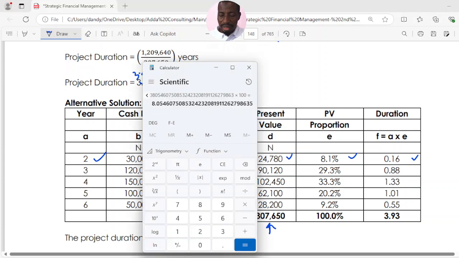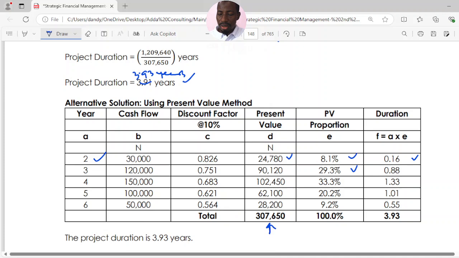I will say 90,120 divided by the total present value of 307,650, then multiply by 100. That's why you are seeing 29.3. So that 29.3 multiplied by 3 years, okay, year 3, that will give me 0.88.